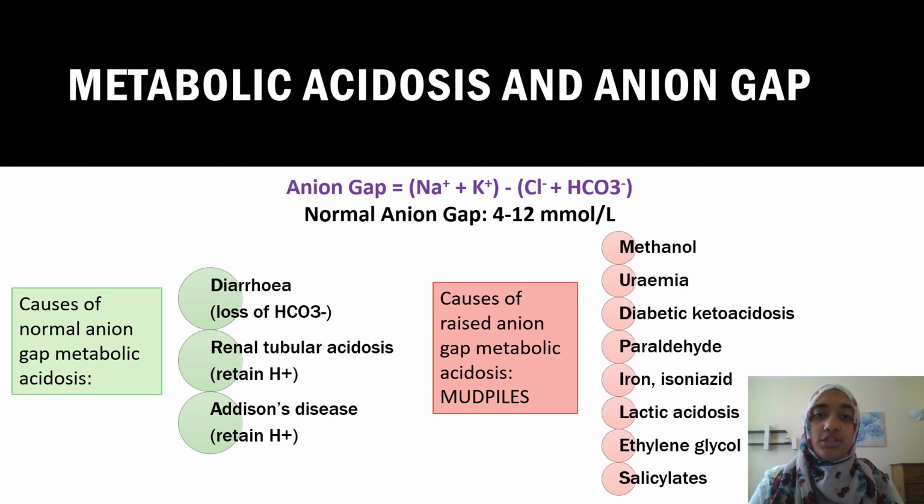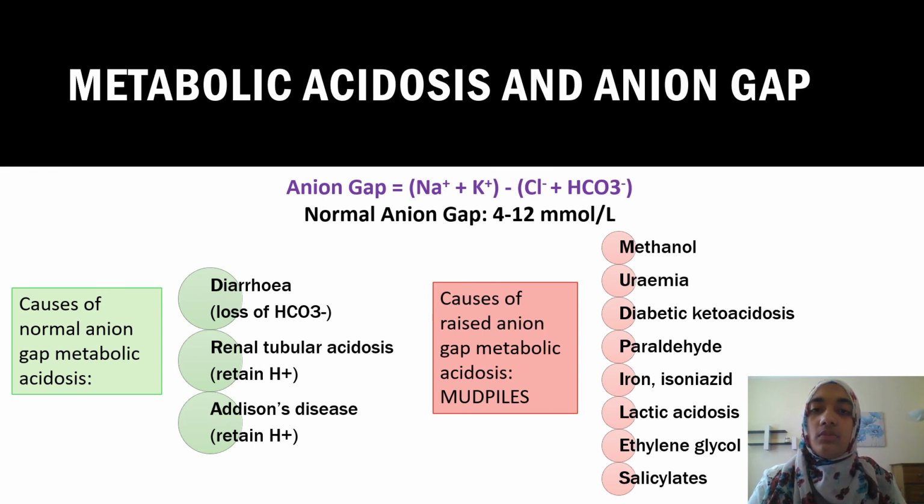So one of the things that's important to know with a metabolic acidosis is the anion gap. The anion gap is the difference between the cations, the positive ions, which we tend to measure as sodium and potassium in the blood, and the anions, the negative ions, we measure chloride and bicarbonate in the blood. And this anion gap is important because it helps us with the diagnosis of the cause of the metabolic acidosis. So the normal anion gap is between 4 and 12 millimoles per litre, and on the left side of this slide here you can see some of the causes of a normal anion gap metabolic acidosis.